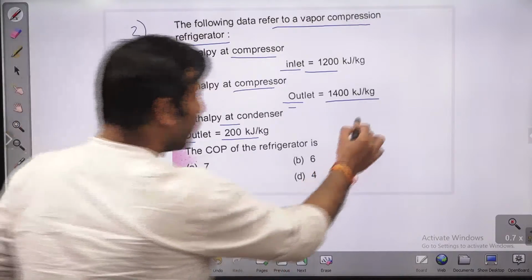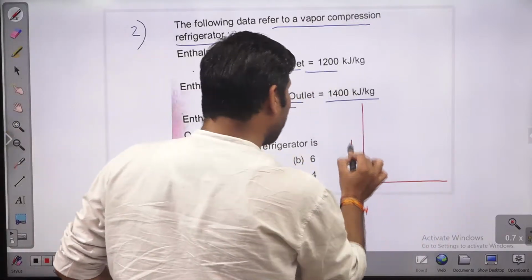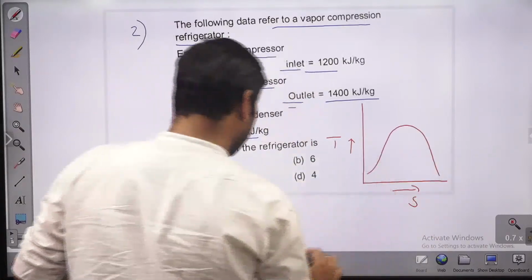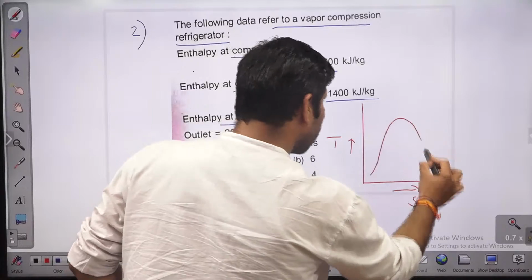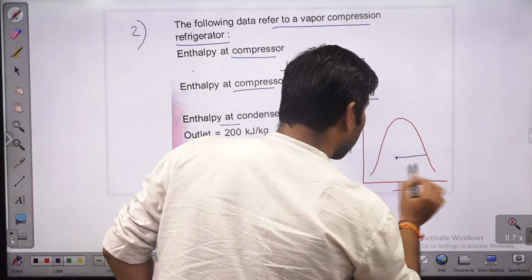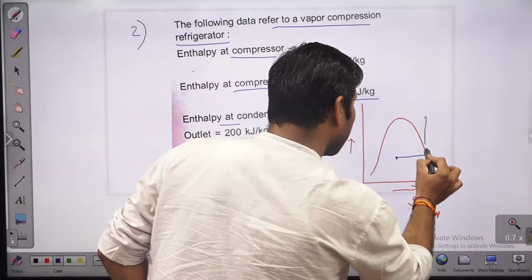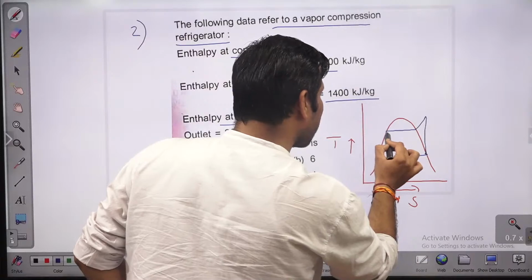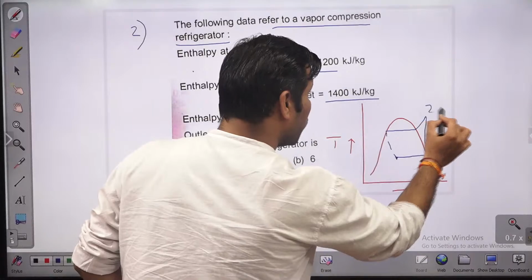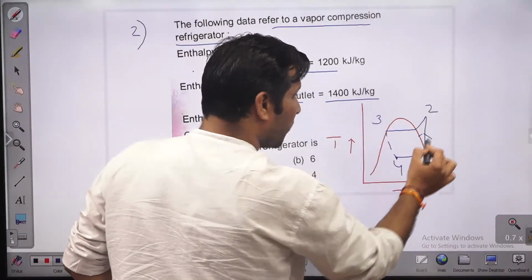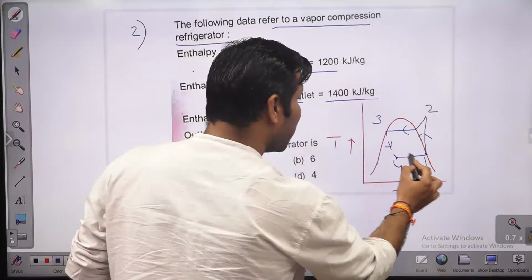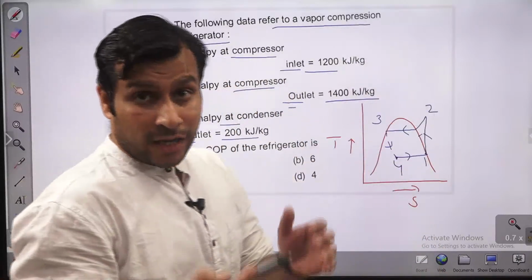You can solve. If you draw here the cycle diagram, guys, let me draw here TS also, or you can draw PH also. Okay, so TS diagram will be something like this. Like this is 1 to 2. This is isentropic compression in the compressor, then constant pressure heat rejection, then isenthalpic expansion process. So the cycle will be something like this: 1, 2, 3, 4. Okay, 1 to 2 isentropic compression, 2 to 3 constant pressure heat rejection, 3 to 4 isenthalpic expansion in the throttling device, 4 to 1 is a heat addition in the evaporator.